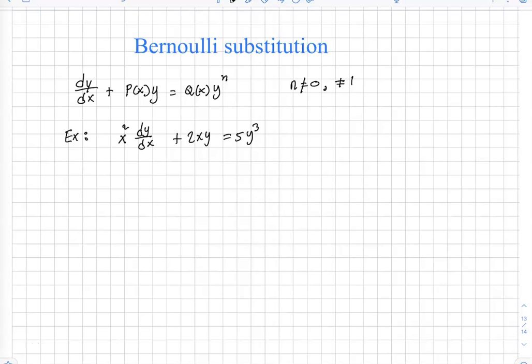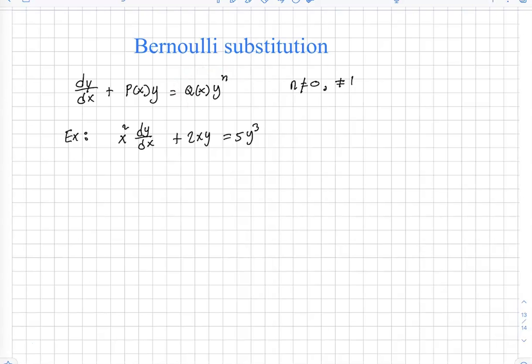Here is the Bernoulli substitution method. So look at the equation here given in this form. The first order differential equation: dy/dx is the derivative term, and then you have the linear term which is p times y, and on the right hand side you have q(x) times y to the power n. So on the right hand side you have a y to the power n term, which makes the equation non-linear.